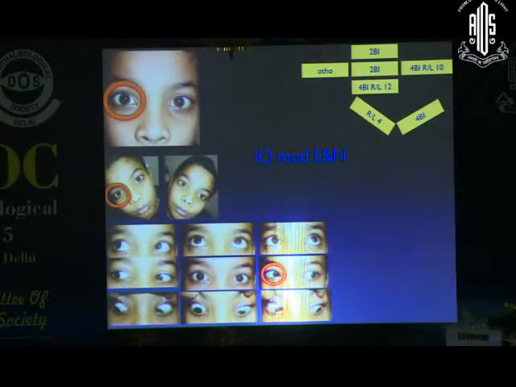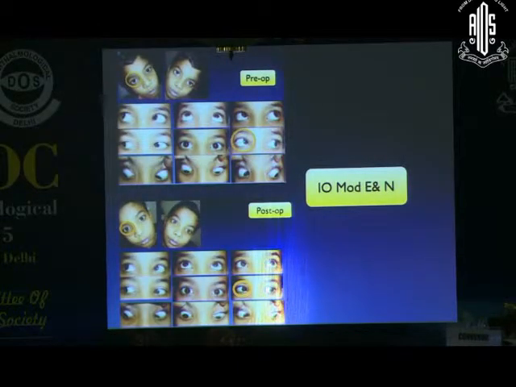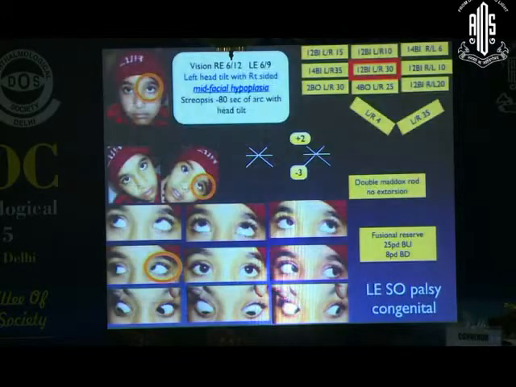So what we did, since the R by L in the primary position was 10, we did an IO modified ENN, and you can compare the pre-op and post-op pictures, and you can see the right eye hypertropia has been surgically managed well as the IO overaction in the left gaze has been tackled well. Now this is the second patient of congenital superior oblique palsy, left eye hypertropia increasing in the right gaze and increasing on left head tilt.